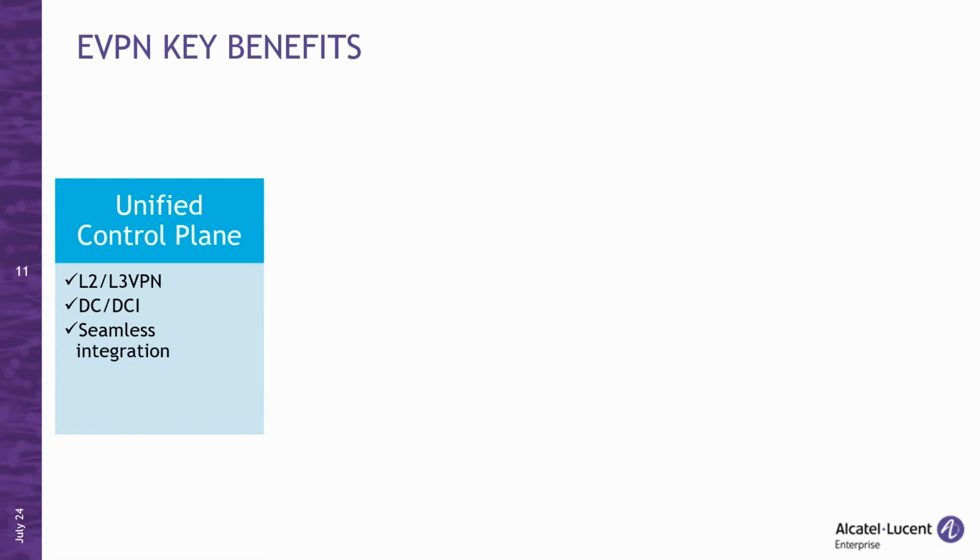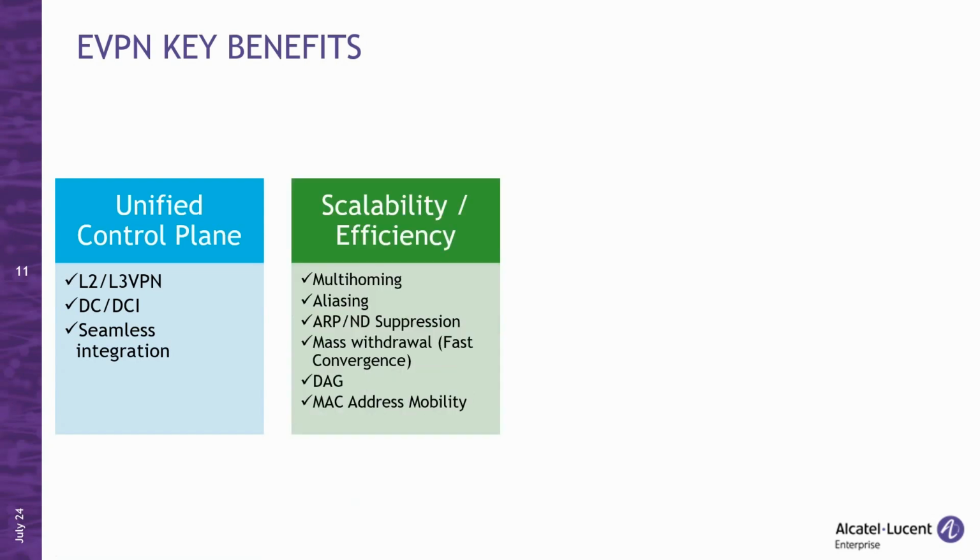So what are the benefits that EVPN brings to the table as a control plane protocol? First, EVPN allows for a single unified control plane protocol that supports layer 2 and layer 3 VPN services. It has many use cases, whether in the data center, the DCI connections, the campus, and more. It also allows for seamless integration. Also, the key features of EVPN, such as multi-homing, aliasing, ARP suppression, mass withdrawal, distributed unicast gateway, and MAC mobility, provide an efficient network fabric that easily scales. We will discuss these features later in the presentation.